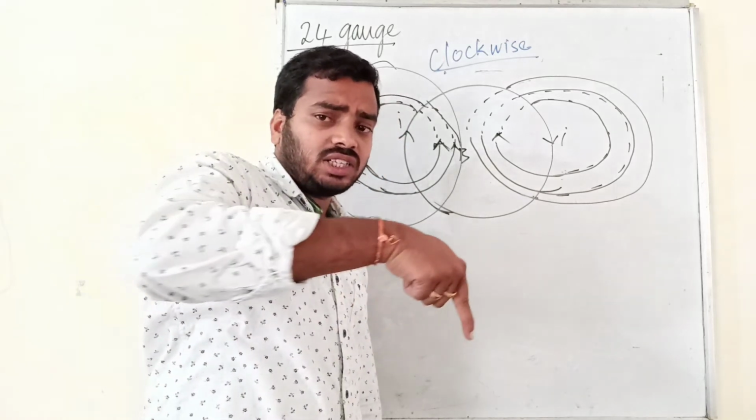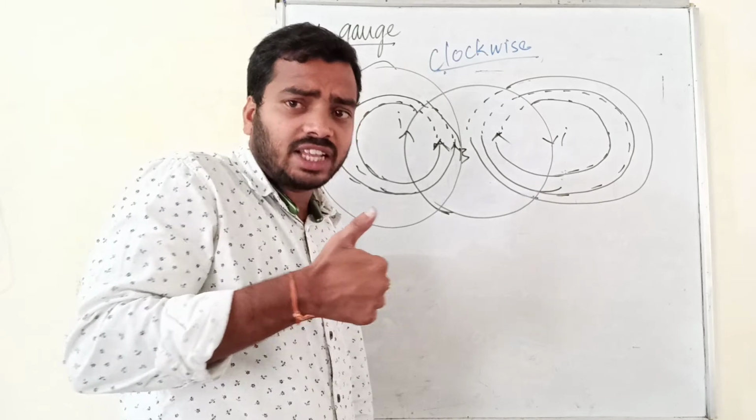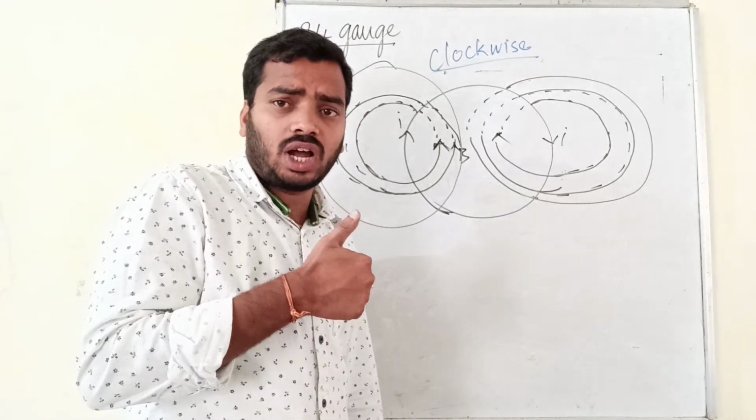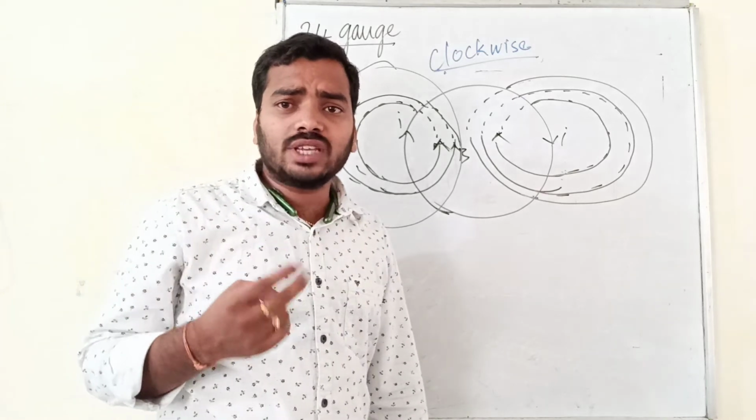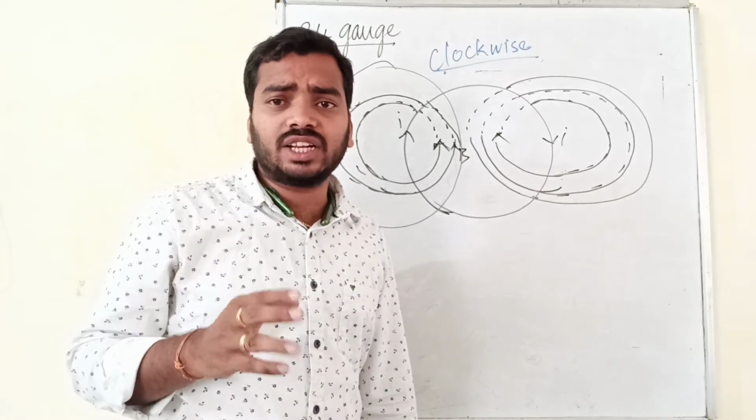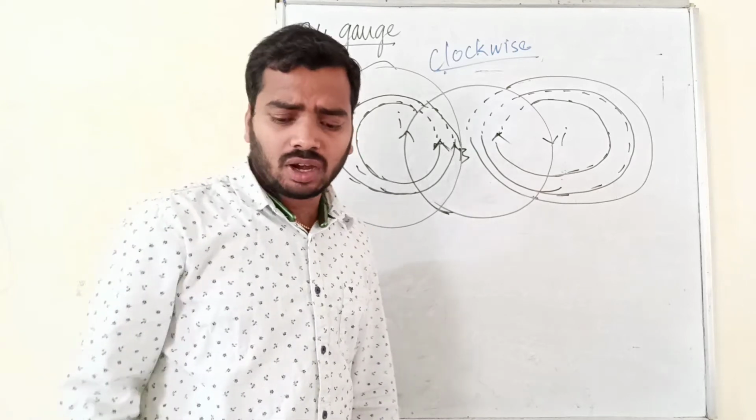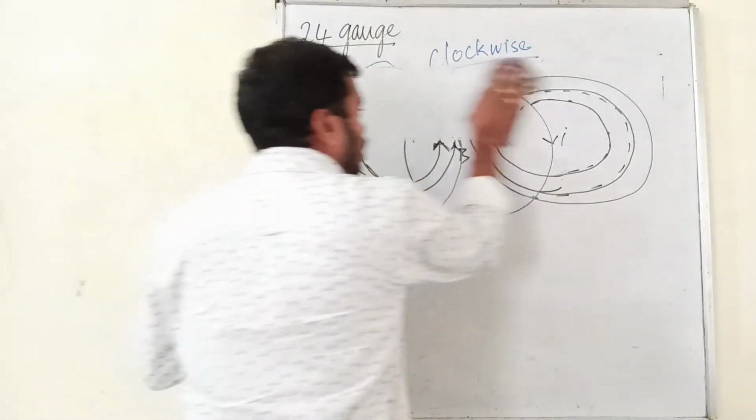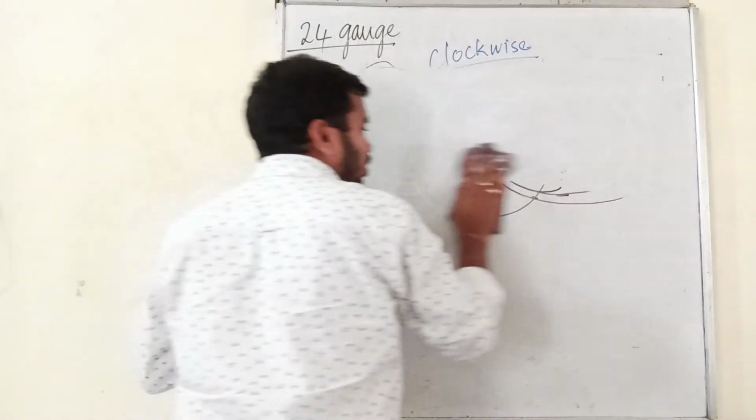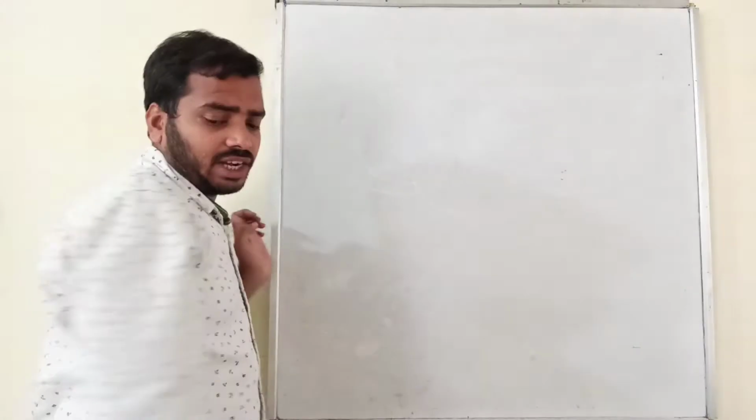If the current direction is given as anti-clockwise, you curl your fingers in the anti-clockwise direction, and your thumb will show you that the magnetic field is coming out of the plane. So these are the two ways you can determine the magnetic field direction in the case of a circular current carrying loop. Next we are going to understand the magnetic field lines and the magnetic field direction in the case of a solenoid current carrying conductor.